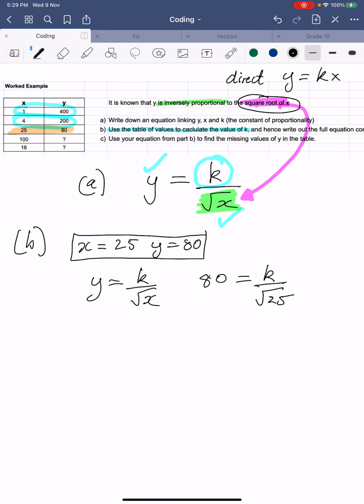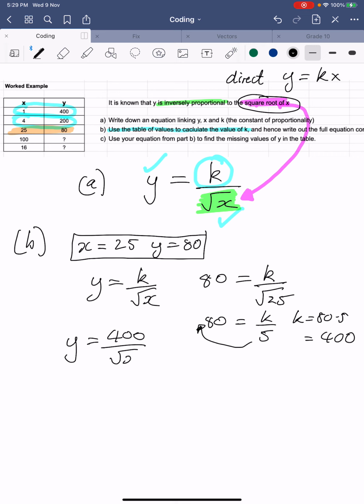I think that root 25 is 5, so this is 80 equals k divided by 5, and of course the 5 now can come up here and multiply. K equals 80 times 5 equals 400. So the actual rule now is y equals 400 divided by root x. So this is our rule linking x and y.